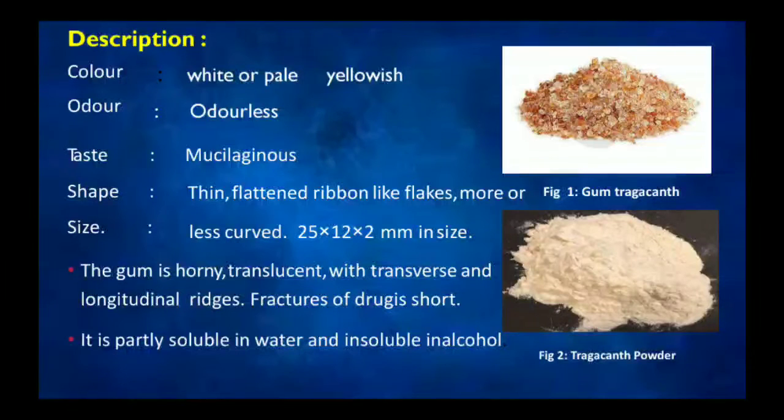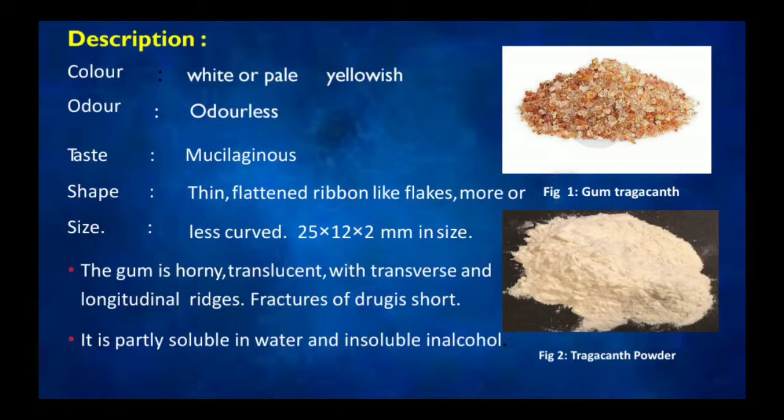The description or the macroscopic character says that the color is white to pale yellowish. Odor, it doesn't have any odor, it is odorless. Taste is mucilaginous due to the presence of a high amount of mucilage in it. Shape is, it is available in thin flattened ribbon-like flakes. Size is less curved, it is around 25 by 12 by 2 mm in size.